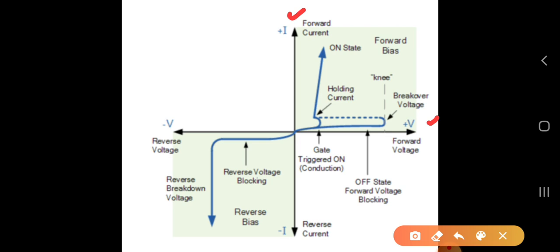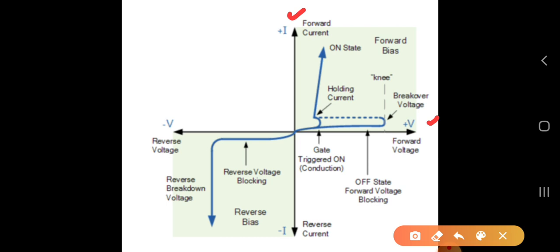This positive voltage is nothing but the voltage across anode and cathode. So I can also write this as VAK, or you can simply mention V. And the current here is the anode current. I can mention it as IA or simply I.